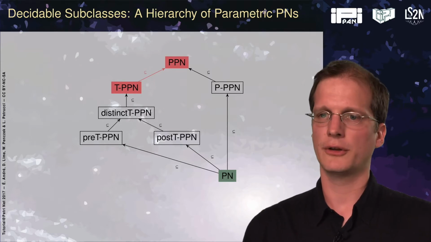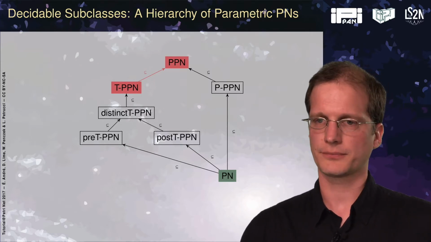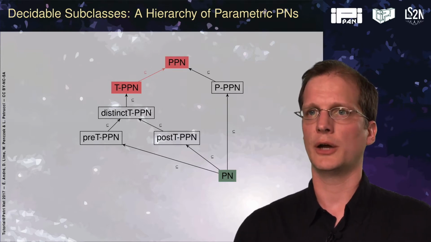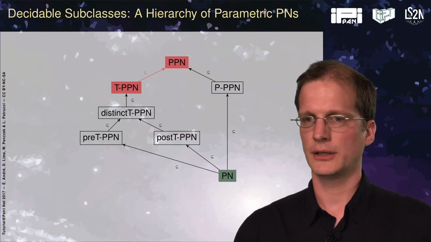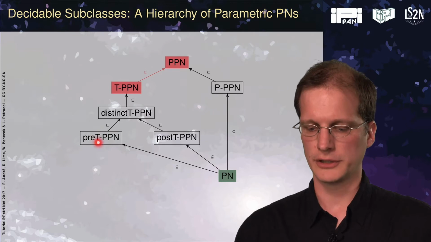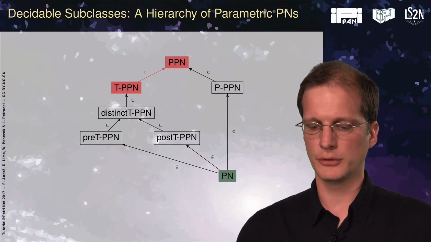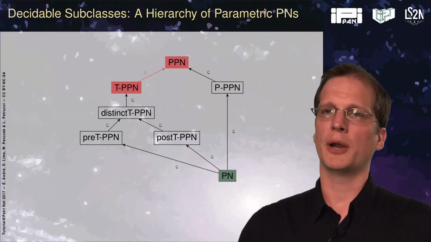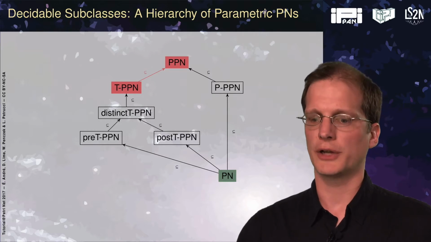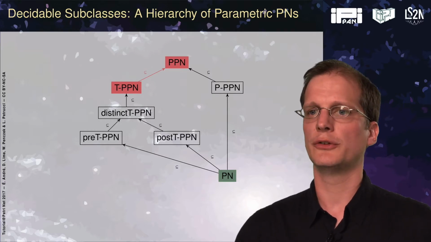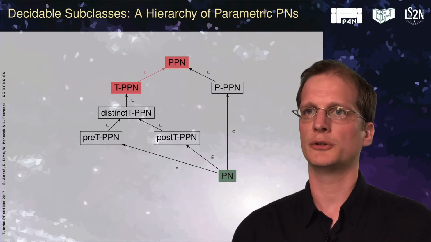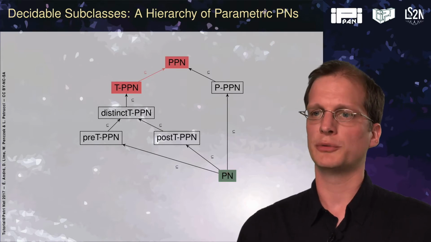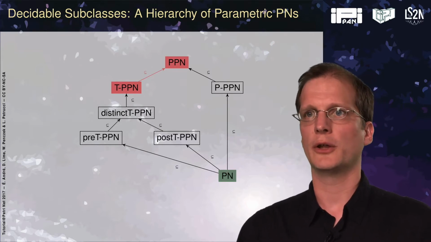So we can further distinguish in this class, and we will distinguish on whether we use parameters on output arcs, that would be here, or on input arcs only, that would be here. And then if we put both of them together, we get distinctive PPN, which means that we use parameters on both input arcs and output arcs, but the difference with this one is that we cannot use the same parameter both on an input arc and on an output arc. Then below we have normal Petri nets, which are just parametric Petri nets without any parameter.